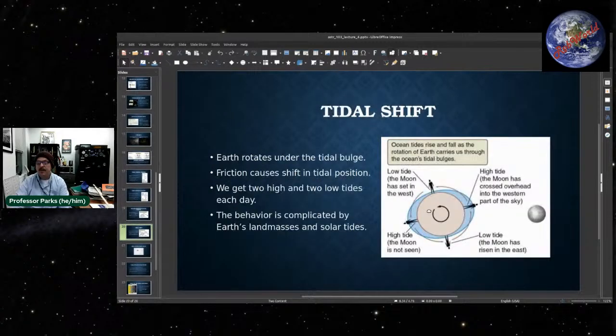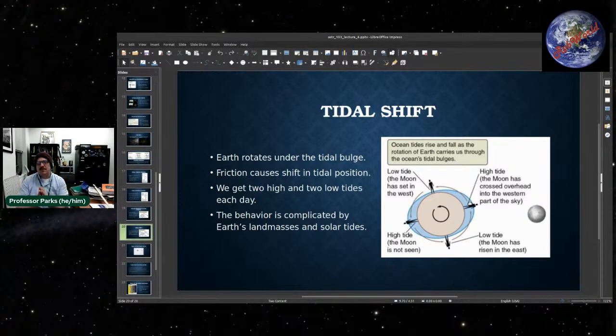But because friction is a thing, this response, this bulging out, doesn't happen immediately. And also, the Earth's rotation will carry that water around. And so you have this angle. The bulges are at an angle. And so you have the straight line between the Earth and the moon, and this bulge is going to be slightly offset to that. Let me table that for a moment.